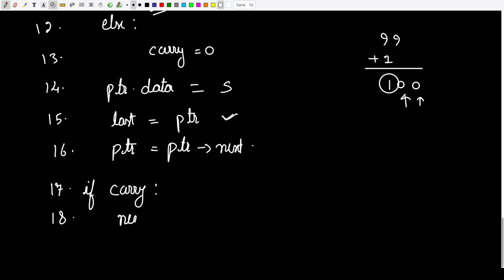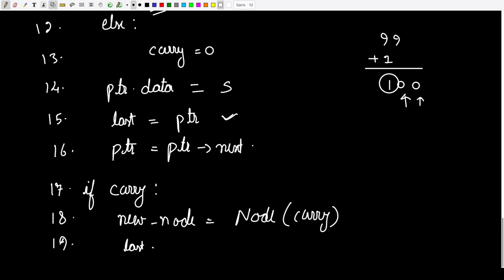So let us add an extra element. In such case, we will take a new node and the data of that node will be carry. And once we have this, then we are supposed to add this new node into our linked list. And the way we will be able to do it is last of next equals to new node. And that is the reason we were maintaining this last node.